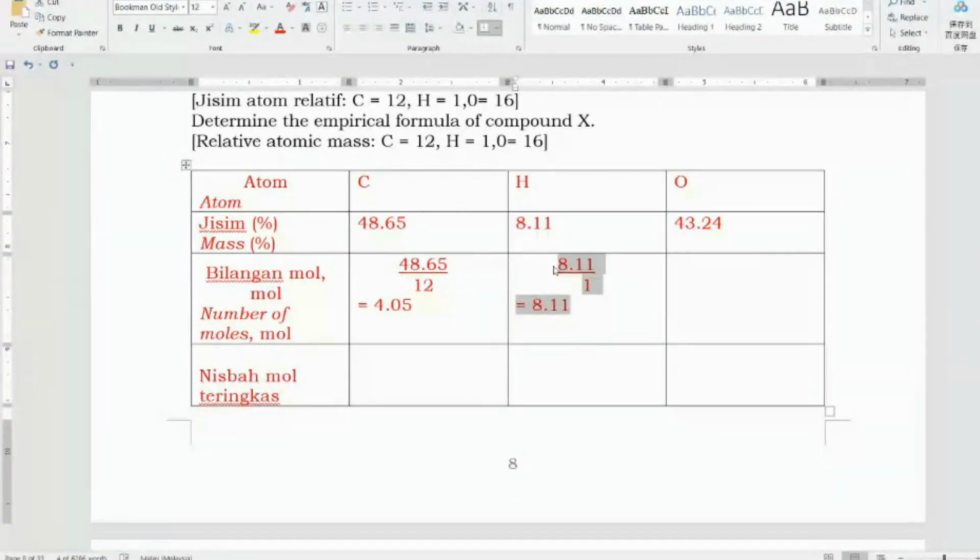Correct. Okay, how about oxygen? Matthias, how about you? Your answer. 2.70. Okay, yes, 2.70. Now, next step. Find the simplest ratio.